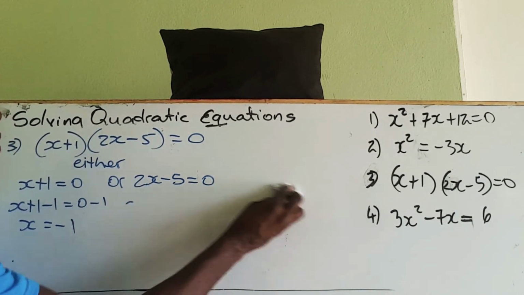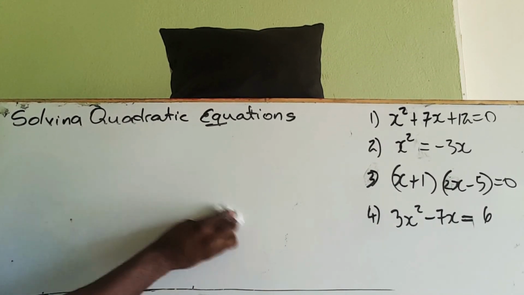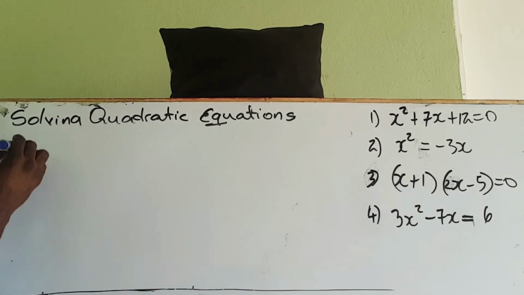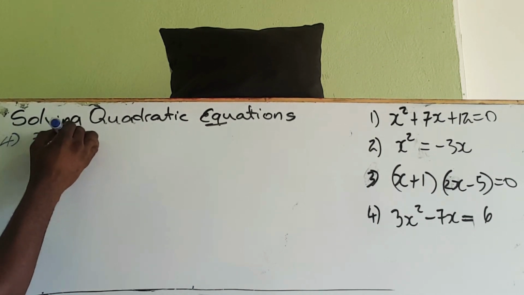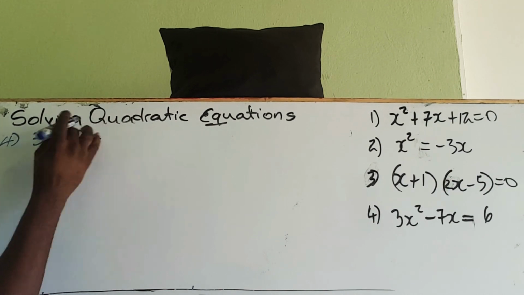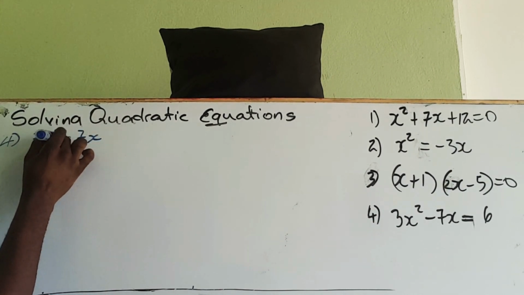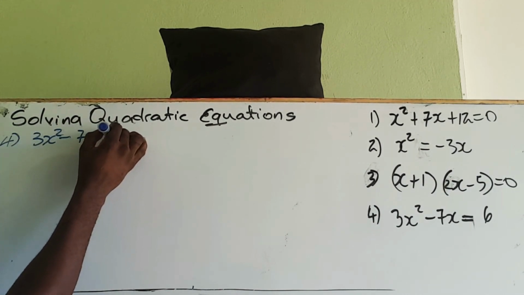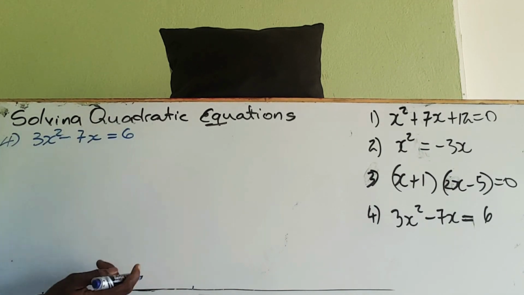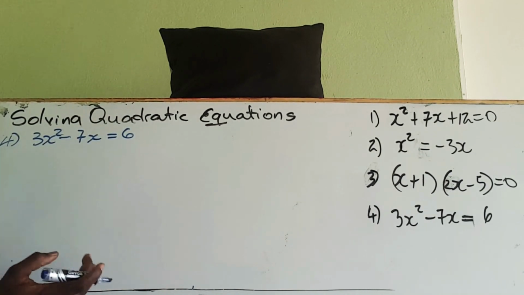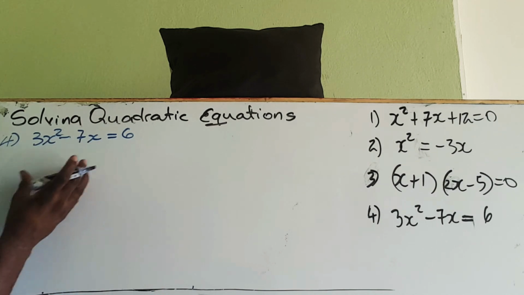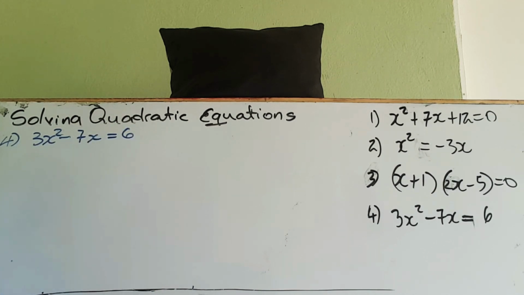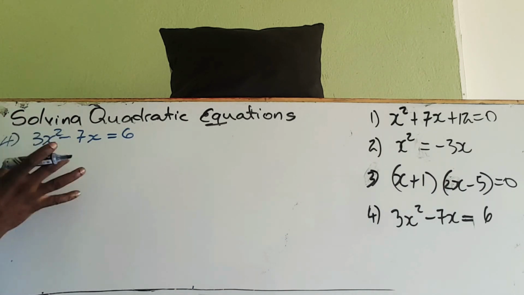Now, the last one that we want to look at is of a similar fashion, and it says, number 4, 3x squared minus 7x is equal to 6. Remember, when we're solving quadratic equations using the factorizing method, we're going to bring everything to one side to factorize. Of course, there are other methods to solve this, like completing the square, but we're focusing on the factorizing method now.